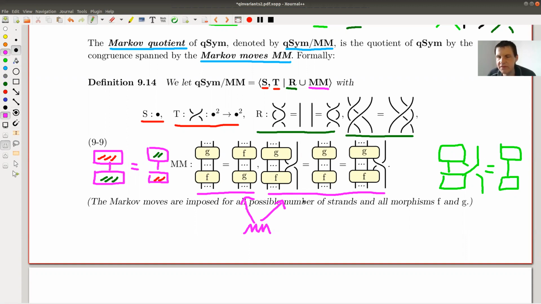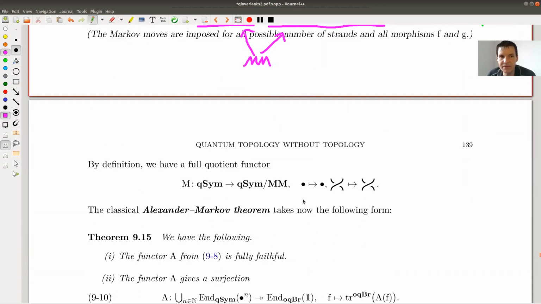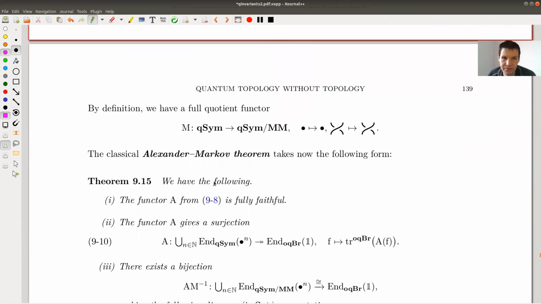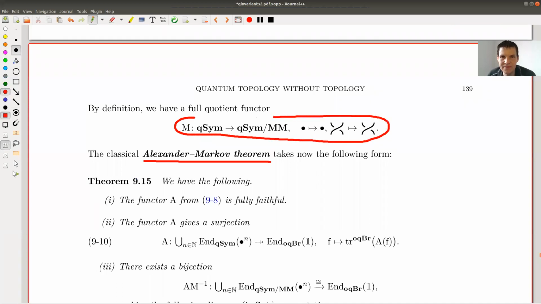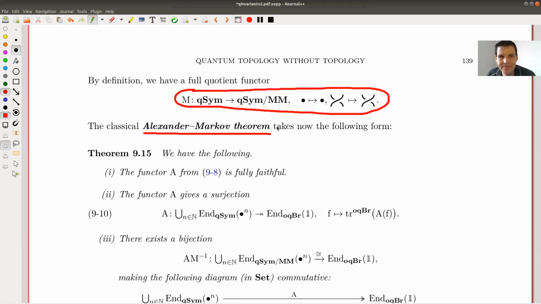It might be a bit weird why we would like to do that, but let's look at some topology and then we will see what's going on. But first of all, before we do an example, let's do the Alexander Markov theorem. So there's of course the quotient functor M, since the category on the right hand side has just more relations.